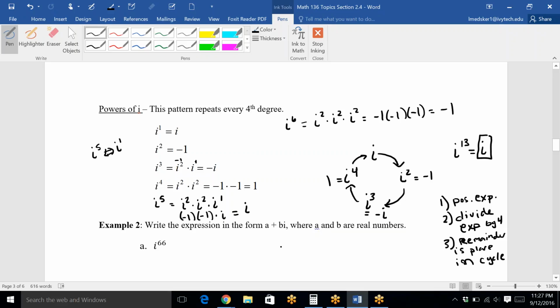To the 66th. Okay, so that is a positive exponent. I'm going to divide it by 4 since I know my pattern repeats every fourth. 66 divided by 4, 4 goes one time. That would leave me with 26 come down. 4 goes into that 6 times. That would be a remainder of 2. That's the key thing there. So that means that this maps to I squared, and we know that I squared is negative 1.